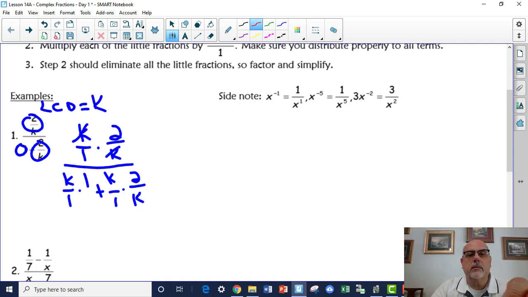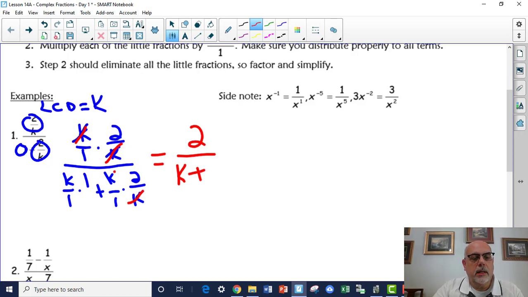Here the k's cancel. So on top, I just have a 2. k times 1 is k, plus, here the k's cancel, 2. 2 over k plus 2, that cannot be simplified. That's the answer. That's the simplified fraction.